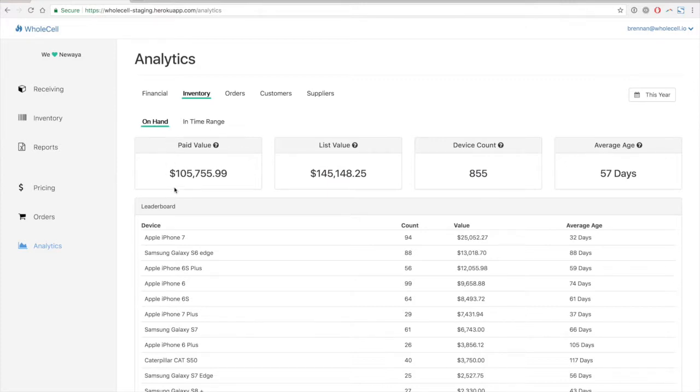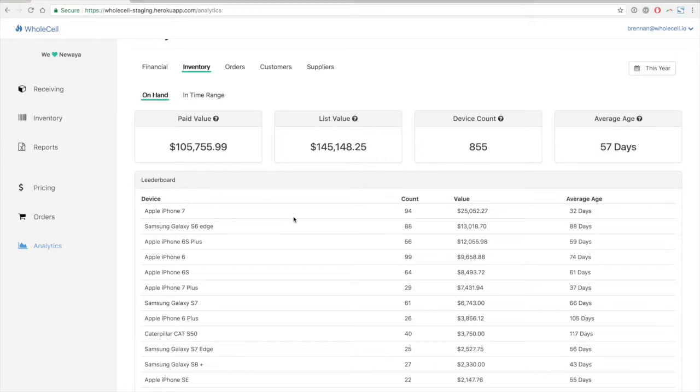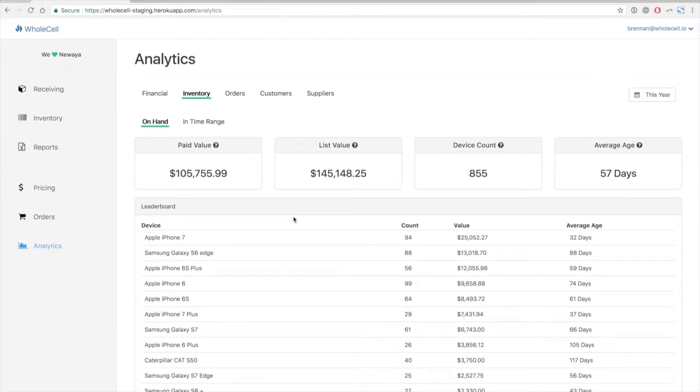On hand lets us decide what is our biggest problem for the sales pipe. So we come in and look at this data every single day to see what things we want to sell. And so you can see here in the device leaderboard, we're holding Apple iPhone 7. We've got 94 of them in our office, and we've got $25,000 worth. This is the value that we paid for them. The average age of these phones is 32 days.